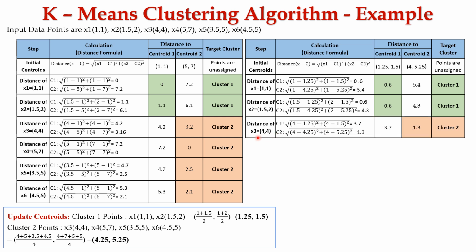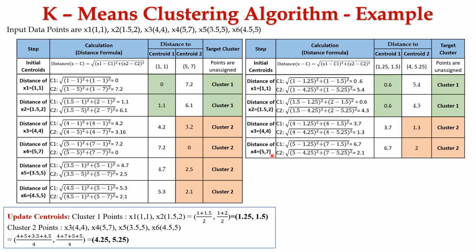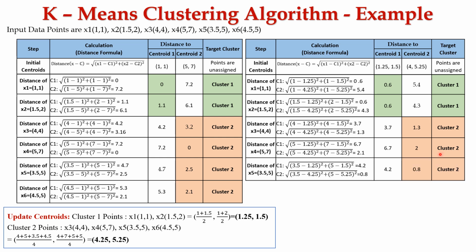Next, the distance between the data point x3 and centroid 1 is 3.7. Similarly, the distance between x3 and centroid 2 is 1.3. So here, the minimum value is for centroid 2, so the data point x3 is assigned to cluster 2. Next, the distance between x4 and centroid 1 is 6.7 and the distance between x4 and centroid 2 is 2. So the minimum value is for centroid 2, so we assign the data point x4 to cluster 2.